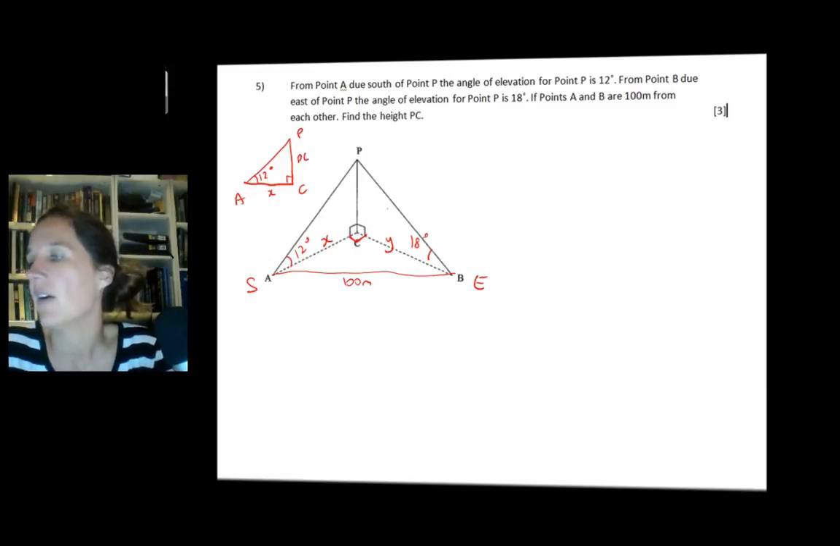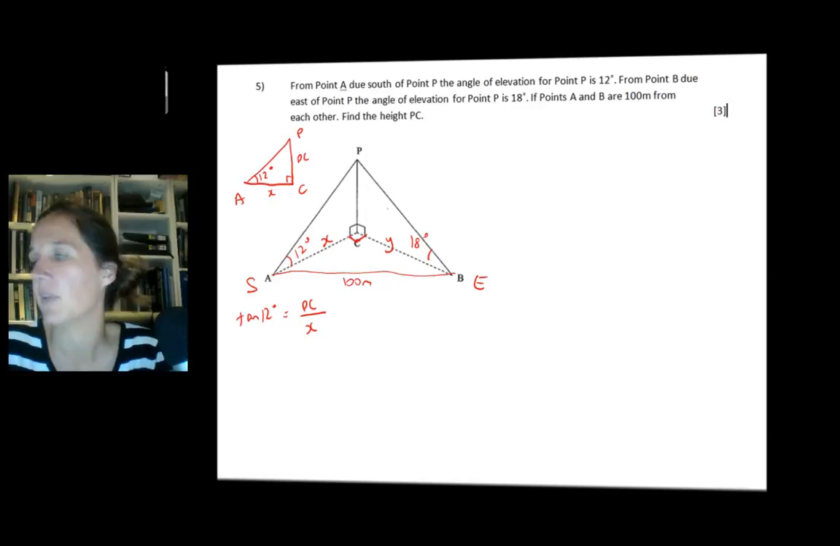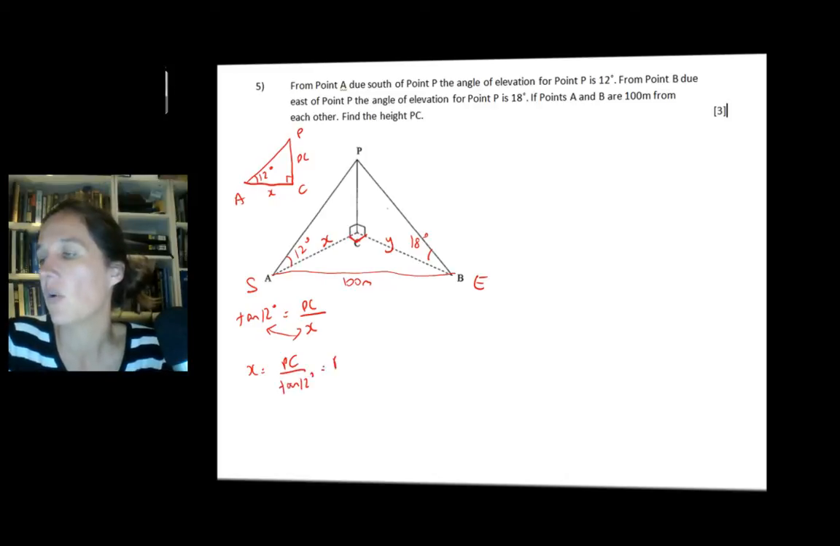So we know here our opposite and our adjacent. So tan of 12 degrees is equal to our opposite PC divided by our adjacent X. And to get this worked out, we need to get everything in terms of our X's and Y's at the bottom here. So we swap these over here. So X is equal to PC divided by tan of 12 degrees, or PC cot 12 degrees there.